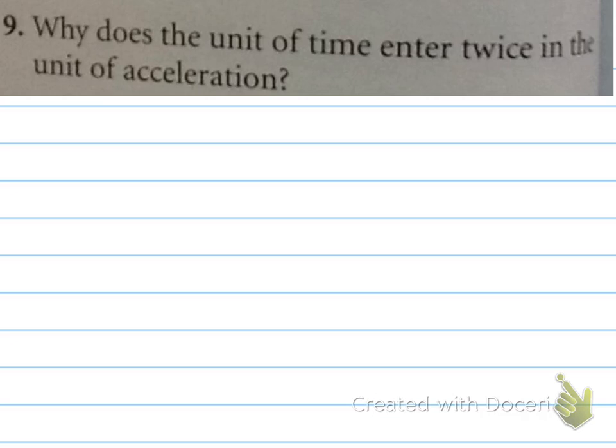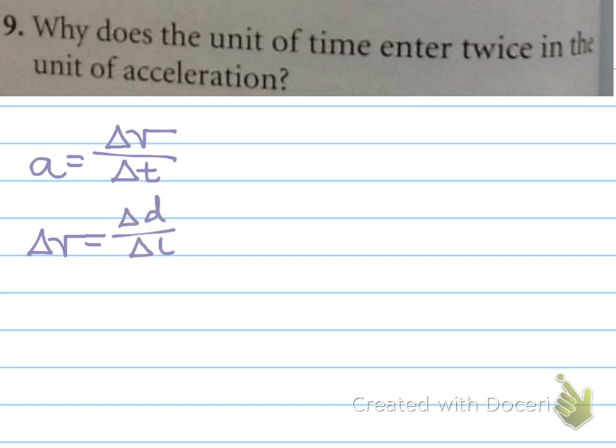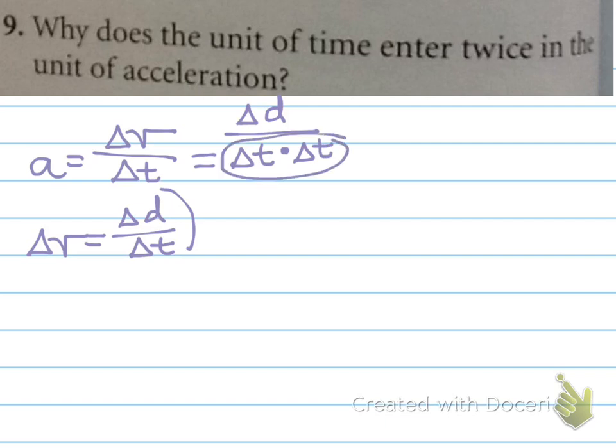Number 9, why does the unit of time enter twice in the unit of acceleration? Because our equation for acceleration is our change in velocity over change in time, and because our equation for velocity is the change in distance over change in time. So if I substitute that in here, I have change in distance divided by change in time times change in time. So I have 2 times here, and that's why we get 2 units of time in our accelerations.